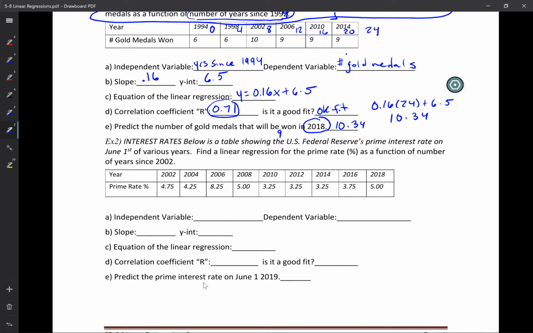All right. Next question. Below is a table showing the U.S. Federal Reserve prime interest rate on June 1st of various years. Find a linear regression for the prime rate as a function of the number of years since 2002.